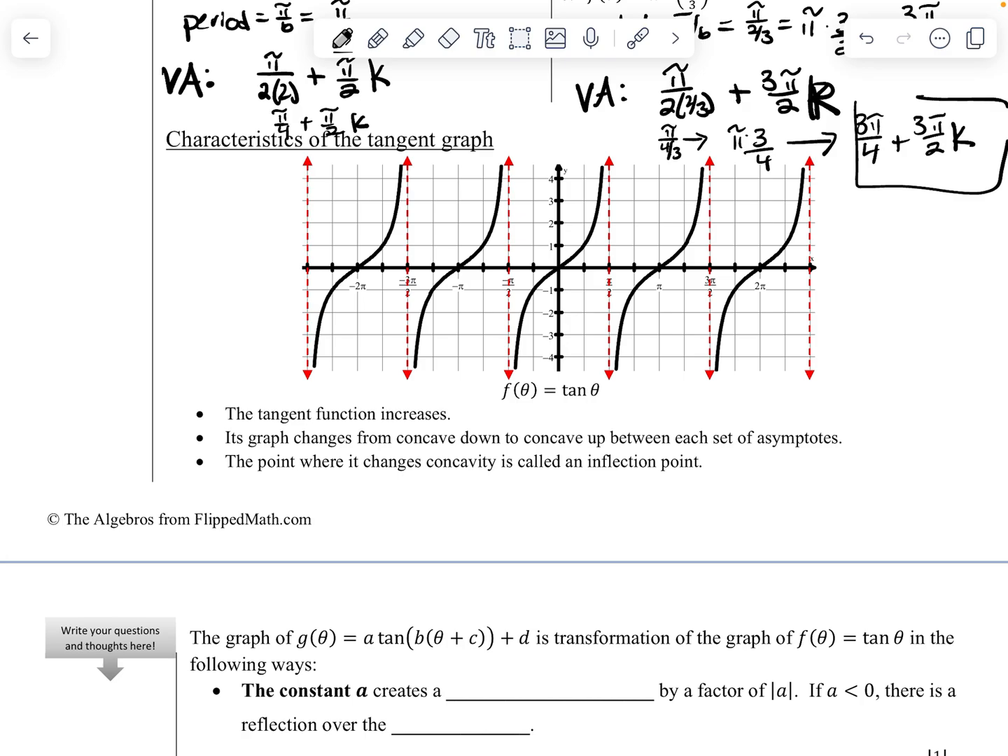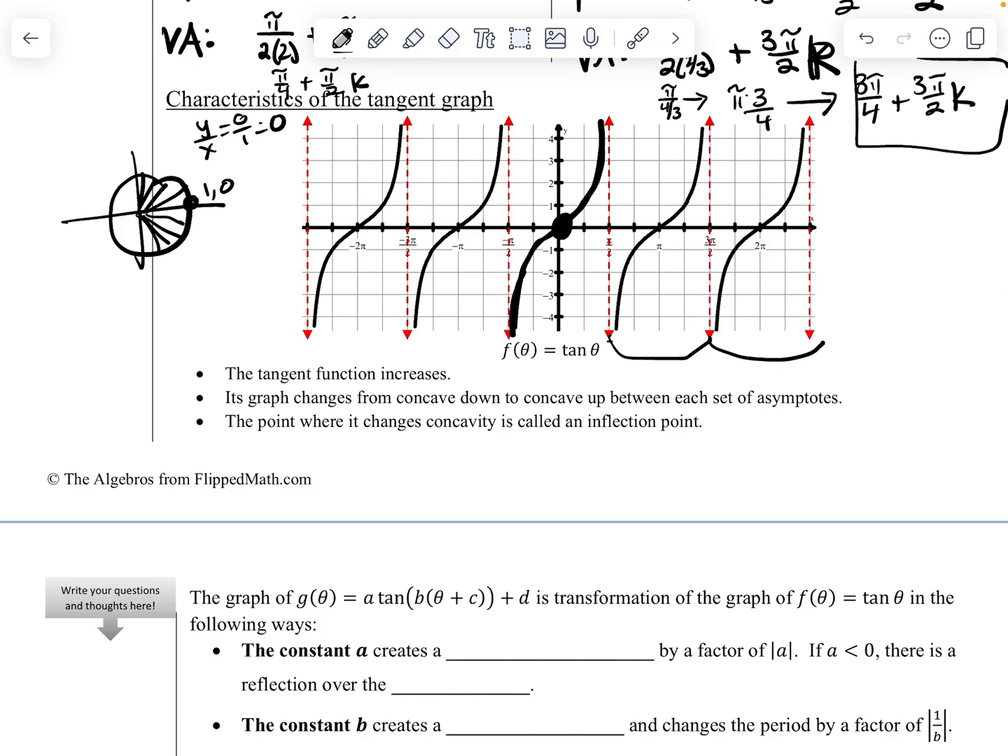All right, so here's our graph of the tangent. You can see we have our asymptotes dashed in at pi over 2, and then every pi. And again, where does the tangent start? Right here. So y over x, 0 over 1 is 0. So it starts at 0. And then we said it slowly gets steeper. So as you can see, it's going up. And if we went the other way, it's negative, slowly going back towards undefined. So it's always increasing. Its graph changes from concave up to concave down between each set of asymptotes, and that's called the inflection point. So it's concave down, zoop, switches to concave up.